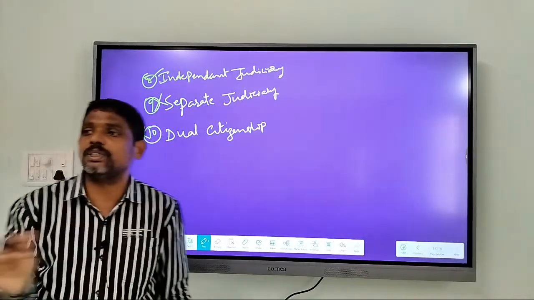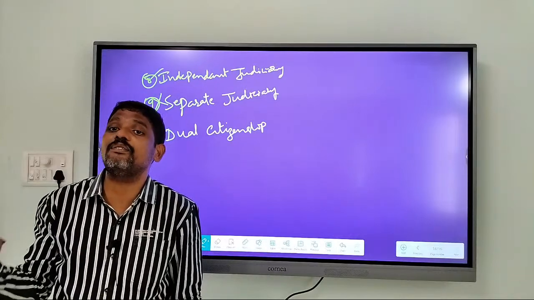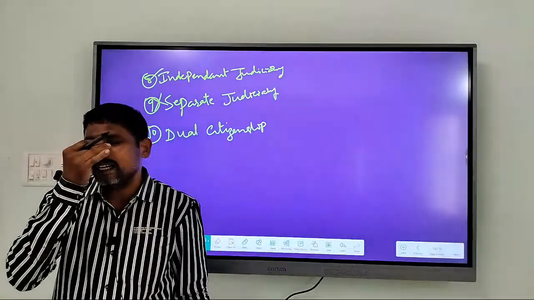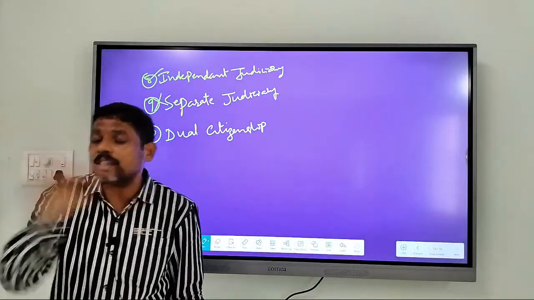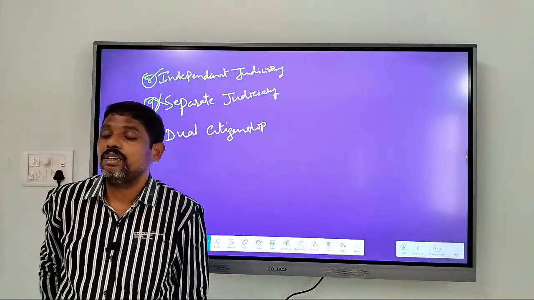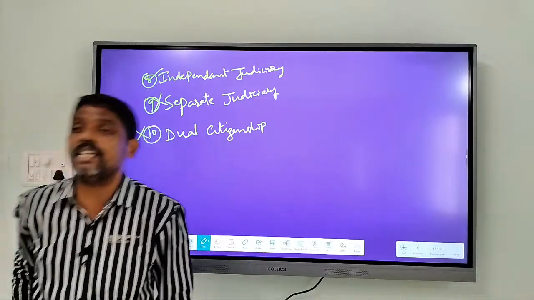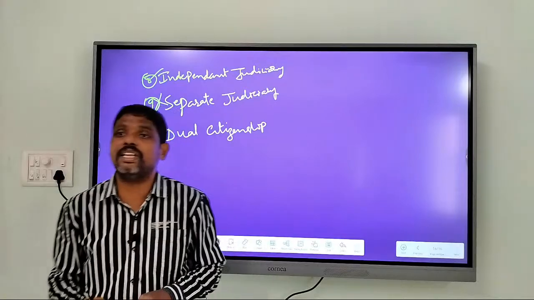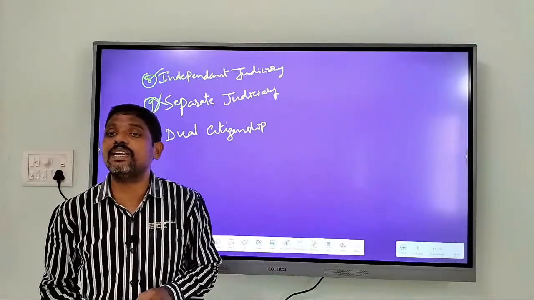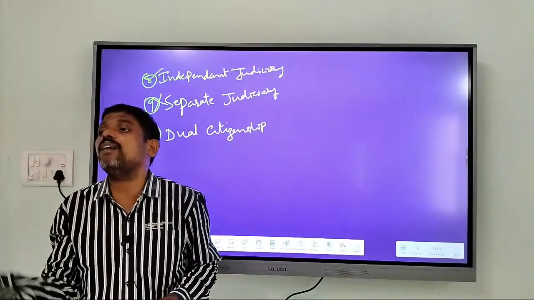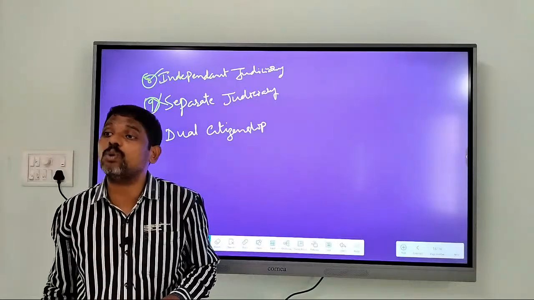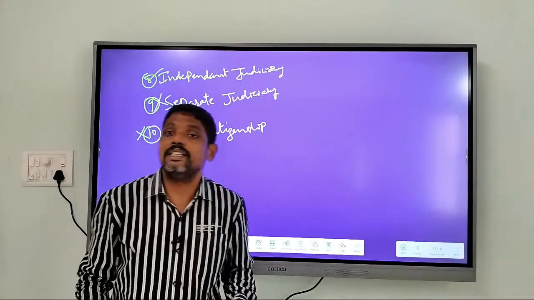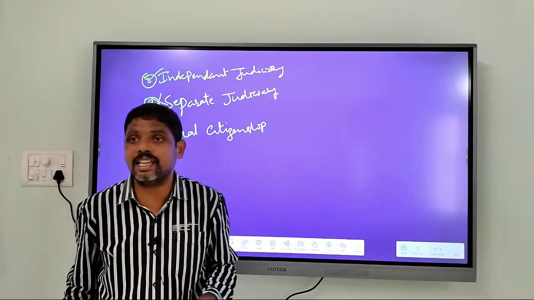So now the conclusion: do we have all the features of federation in India? No, we don't have all the features of federation. So as we don't have all the features, India is not a true federation. But when compared to the federal features, the unitary features are more in India.